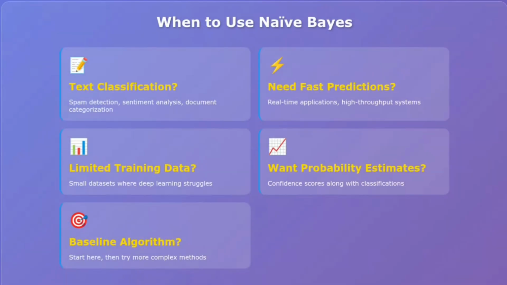So when should you use Naïve Bayes? It's excellent for text classification tasks like spam detection, sentiment analysis, and document categorization. Choose it when you need fast predictions, have limited training data, or want probability estimates along with classifications. It's also great as a baseline algorithm. Start with Naïve Bayes to establish a performance benchmark, then try more complex algorithms if needed.